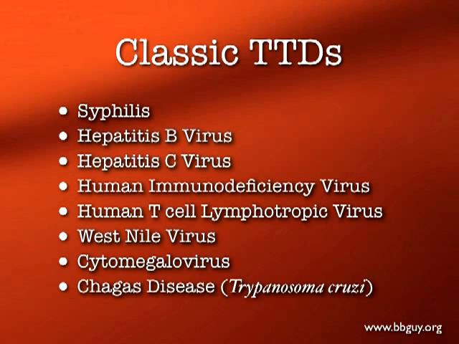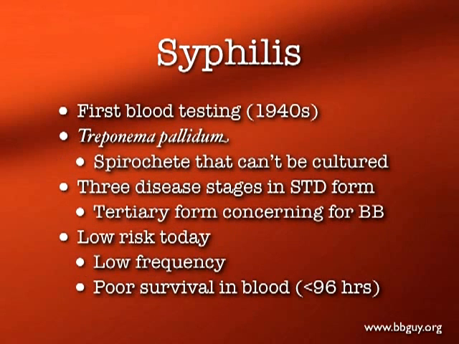So let's start with syphilis, which actually was the first transfusion-transmitted disease that we were really aware of. Back in the 1940s, we discovered individuals getting syphilis after the rudimentary forms of blood transfusion that were present, and in fact, it was the first blood testing that was done on any units of donated blood.